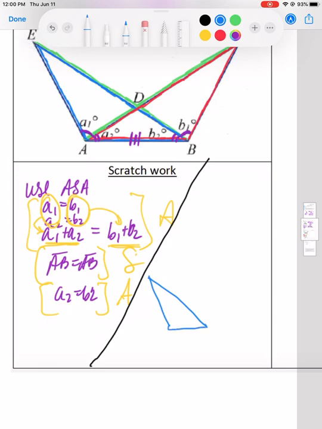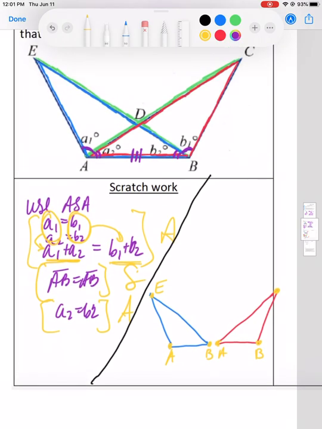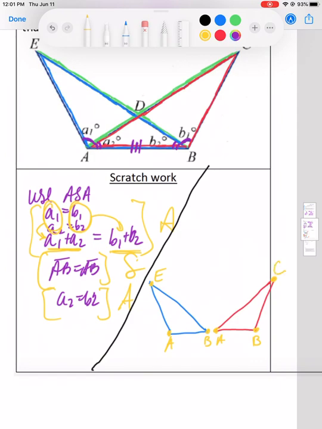Okay, so here's my blue triangle. I'm separating it out from the figure. Here's my red triangle. So I'm going to go ahead and label my points so I can keep those straight. This is point E, this is A, this is B, and this is also A here, and this is also B here, and this is point C. Okay. So I have my red triangle, my blue triangle. They told me that, let's go ahead and do some labeling here.